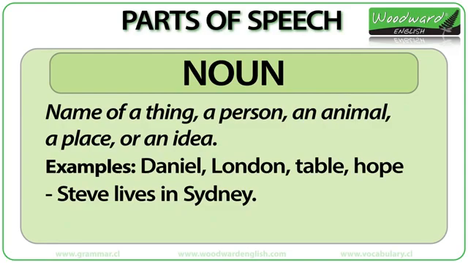Let's look at some example sentences. Steve lives in Sydney. In this sentence, there are 2 nouns. Can you see them? Steve is the name of a person. Sydney is the name of a place. Steve and Sydney are nouns.